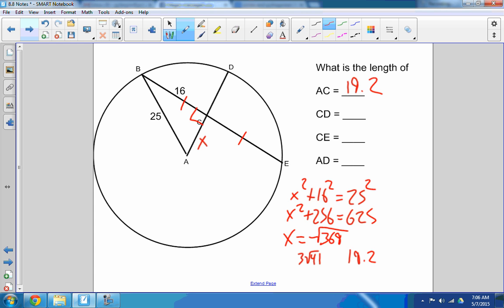Now we know the length of CD plus this length is the radius. So AD is 25. To find the length of CD, we take 25 and subtract 19.2, and that length is 5.8. And then for the length of CE, we know BC and CE are congruent, so CE has to be 16.